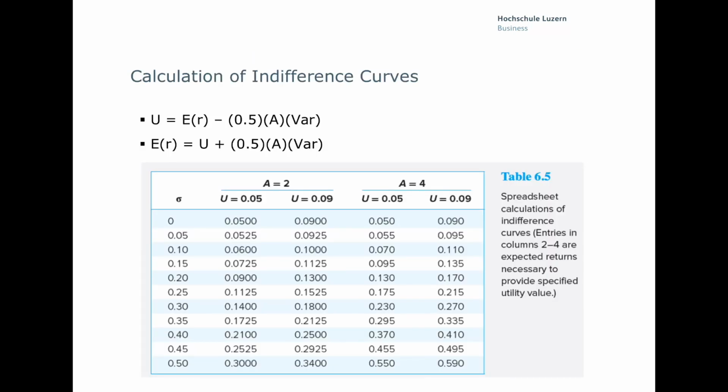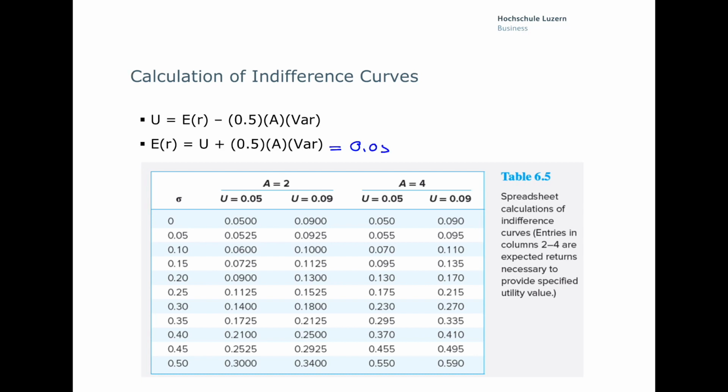Calculation of indifference curves. A graphical way of presenting decision problems is to use indifference curve analysis. To illustrate how to build an indifference curve, consider an investor with risk aversion of A equal 4, who currently holds all their wealth in a risk-free portfolio yielding 5%. Because the variance of such a portfolio is 0, we use the following equation, which would result in an expected return of 0.05.